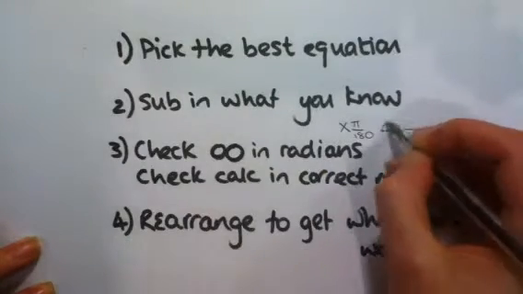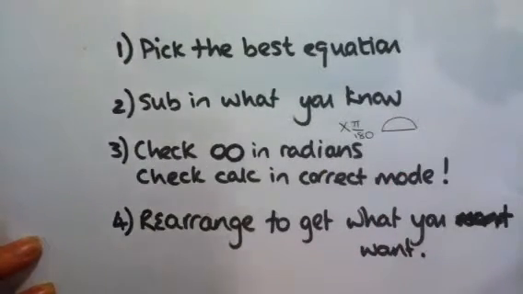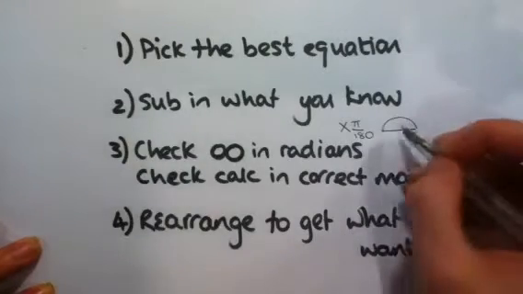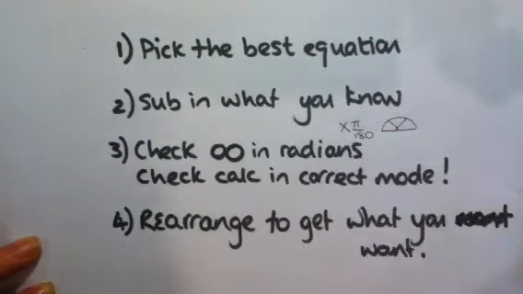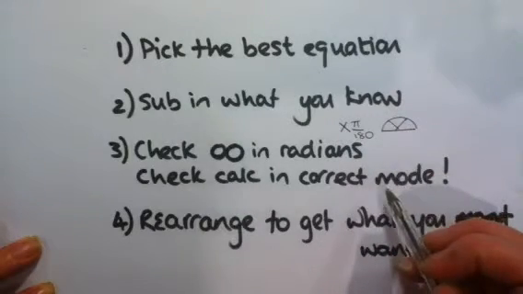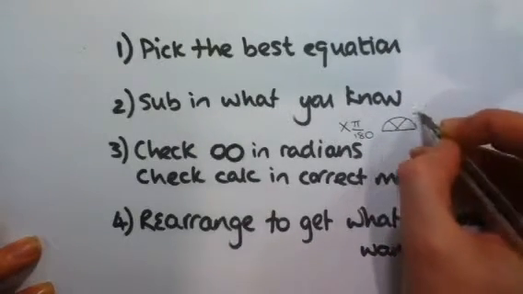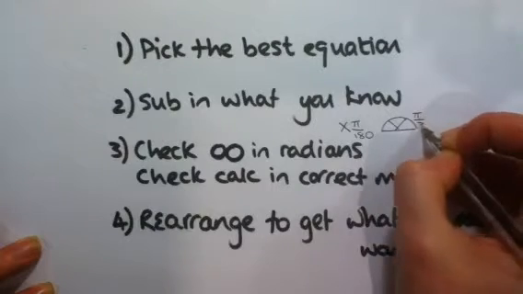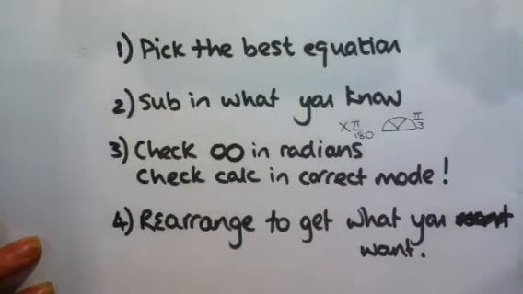Also remember that 180 degrees is pi radians. So for example, if you've got 60 degrees, then that is pi over 180 times 60, which cuts down to pi over 3. So 60 degrees is pi over 3. That's another way of thinking about it.